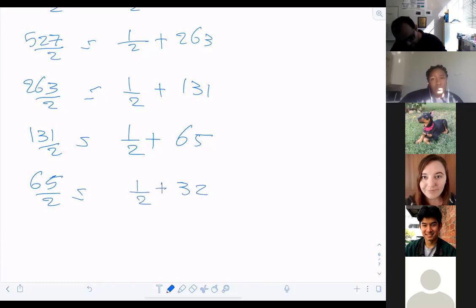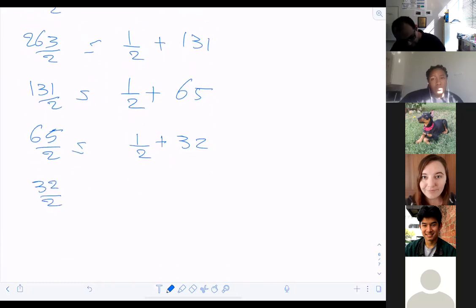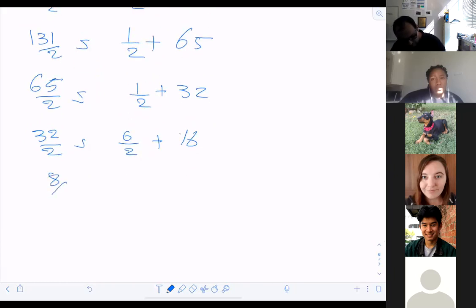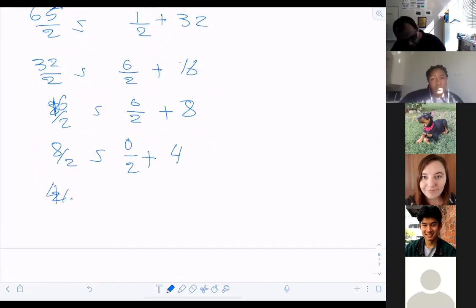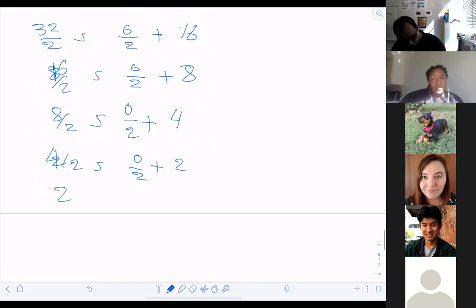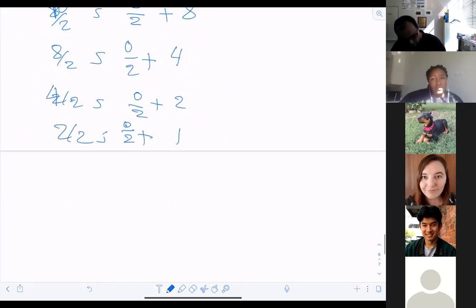32 plus half. And then 32 divided by 2 is going to be even, so it's going to be 0 remainder. Then 16, then 8 plus 0. 8 divided by 2 is going to be 4. And then 4 divided by 2 is going to be 2 plus 0. And then 2 divided by 2 is going to be 1 plus 0. Then 1 divided by 2 is going to be half plus 0.